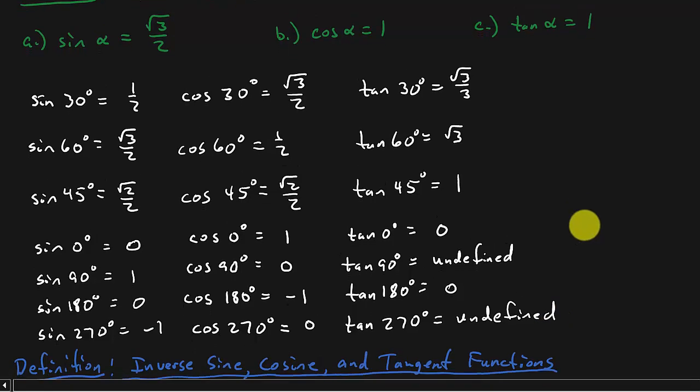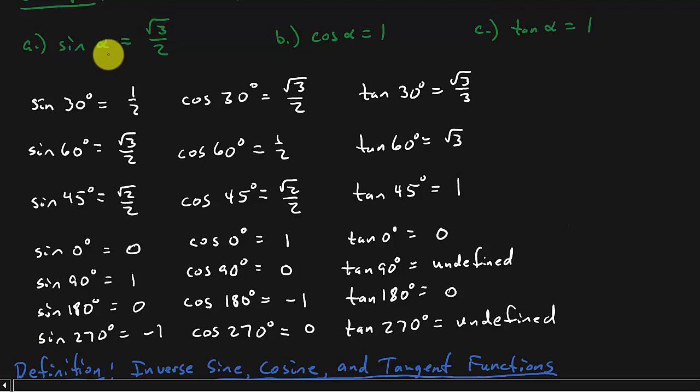So if we look at this, we've got sine alpha equals square root of 3 over 2, and we need to know what alpha is. So what can I take the sine of to get square root of 3 over 2? Well, if you've got this memorized, you can see the sine of 60 is square root of 3 over 2. So alpha is equal to 60 degrees.